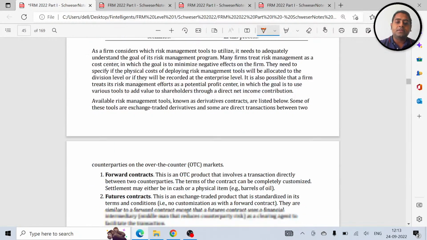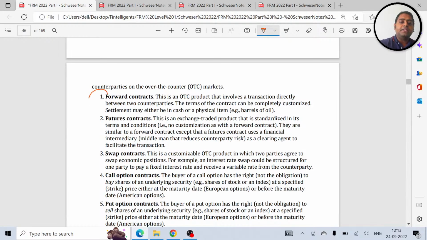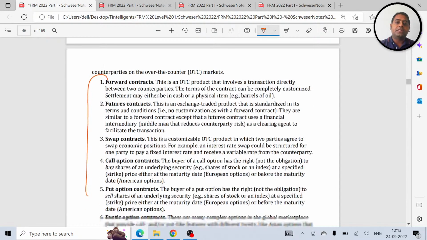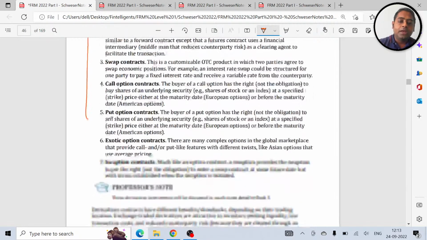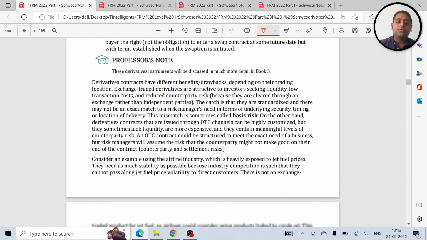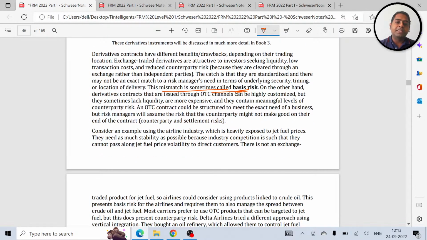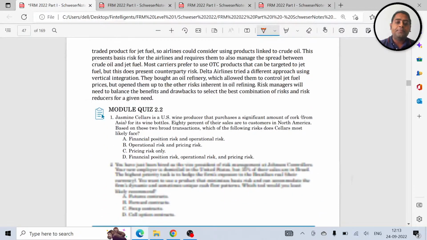Next, for these products, there's nothing to worry about, because as you complete Book 3, you'll become very clear on these products, so don't worry over here as such. You can move to basis risk. Wherever you see basis risk, you should definitely focus on that. You can get a theory question explicitly talking about basis risk. So please make sure that you are good on that content.